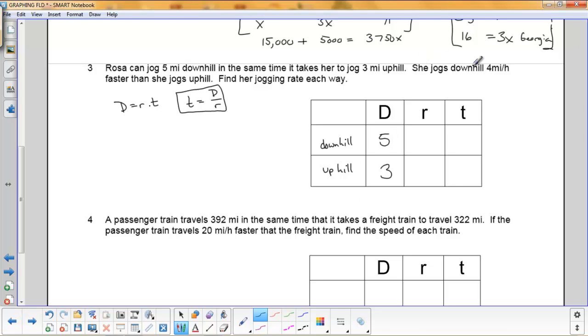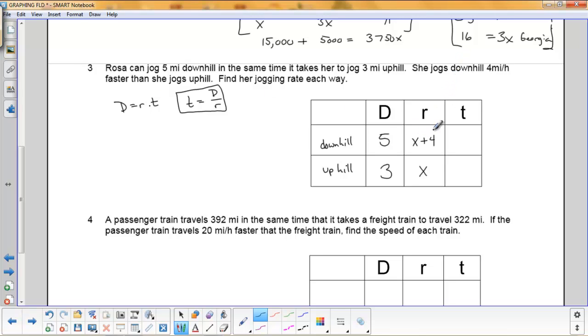She jogs downhill at a rate 4 miles an hour faster than she jogs uphill. So that means that the downhill rate, even though we don't know what her speed is going to be, is x plus 4, because her uphill rate is just x. Now the reason we do that is because this one's faster. Downhill is faster than uphill.